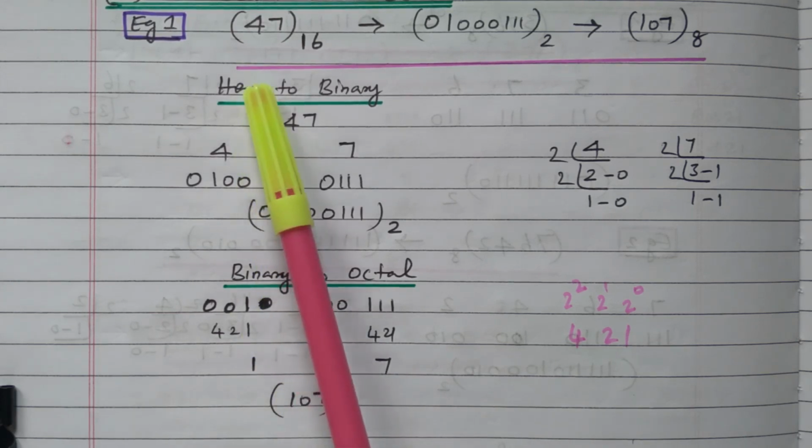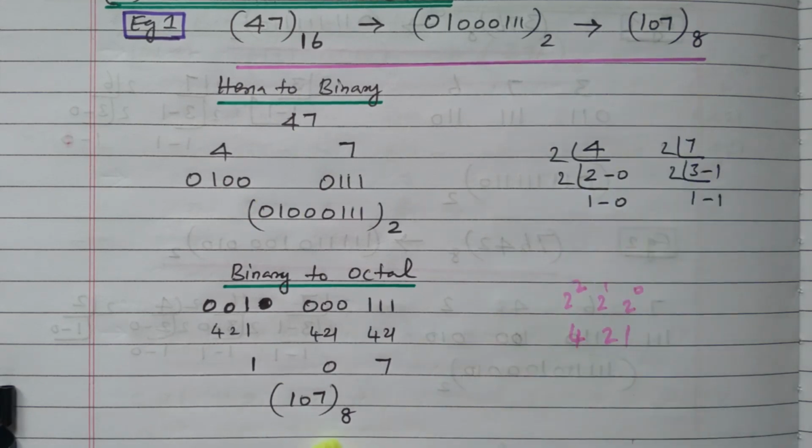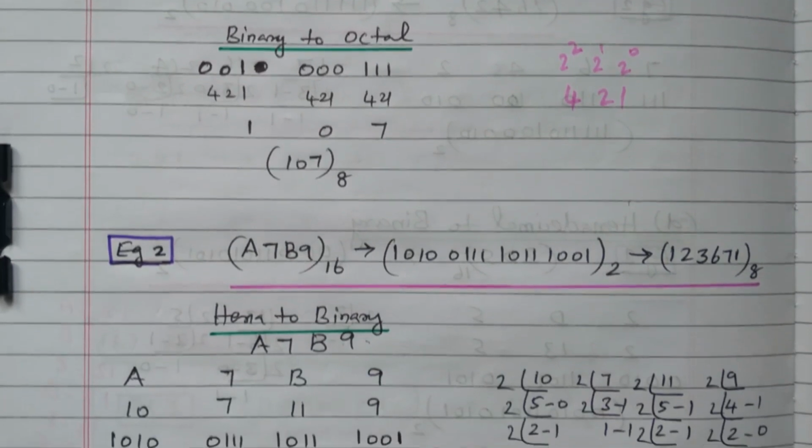Right? So hexadecimal is converted into binary. Binary is converted into octal. So this is the final answer. 107, the base 8, octal number 107. Now we'll go to the second example. One more example, we'll see that.